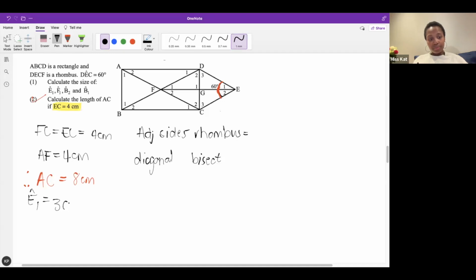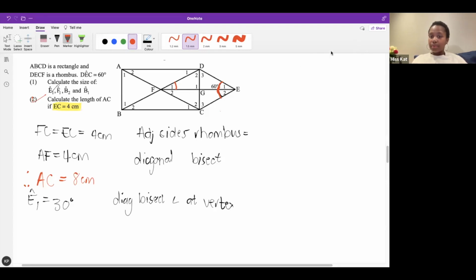What's my reason? Anyone? There we go. Diagonals bisect angle at vertex. Okay, so we've done E1. Where's F1? There's F1 over there. What's F1? Remember, guys, you can look at triangles, you can look at parallel lines, you can look at whatever you need to look at.